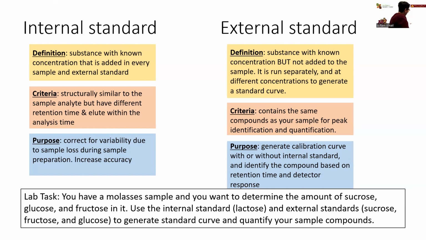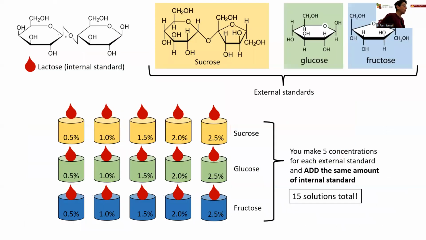So your lab task in this example: you have a molasses sample and you want to determine the amount of sucrose, glucose, and fructose. Use the internal standard lactose and the external standards that you have for glucose, fructose, and sucrose to generate a standard curve. So this is what you would want to do.